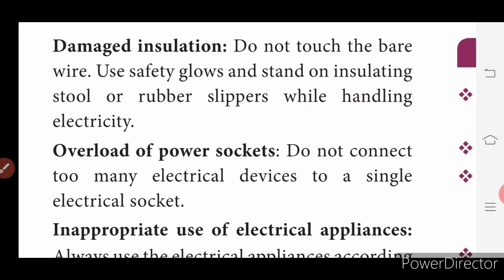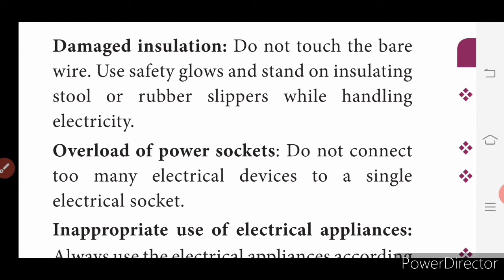So use safety gloves and stand on an insulating stool or rubber slippers while handling electricity. This is the important instruction that we always give. Stand on a wooden chair or use a rubber chappal before touching electrical appliances. When you are going to repair it or make some connections, you have to use all these things. These are called insulators.